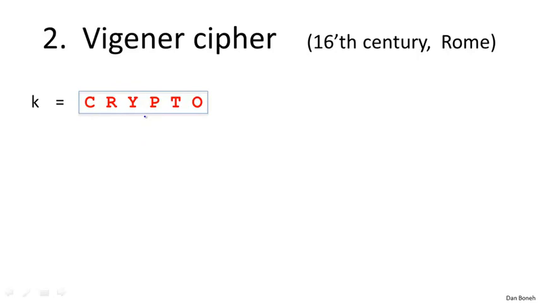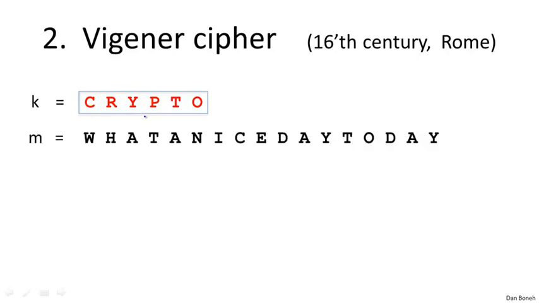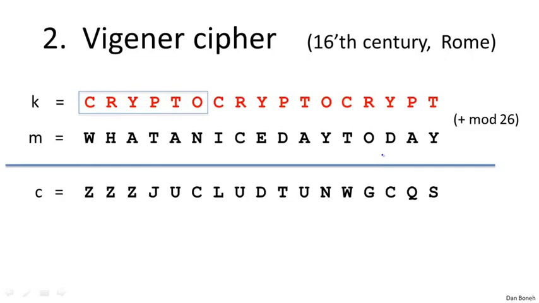And then to encrypt the message, you write the message under the key. In this case, the message is, "What a nice day today." And then you replicate the key as many times as needed to cover the message. And then the way you encrypt is you add the key letters to the message letters modulo 26. Just to give you an example, if you add Y and A, you get Z. If you add T and A, you get U. And you do this for all the letters. And remember, whenever you add, it's modulo 26. So if you go past Z, you go back to A. So that's the Vigenère cipher.